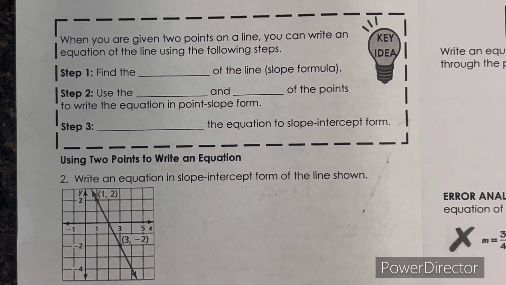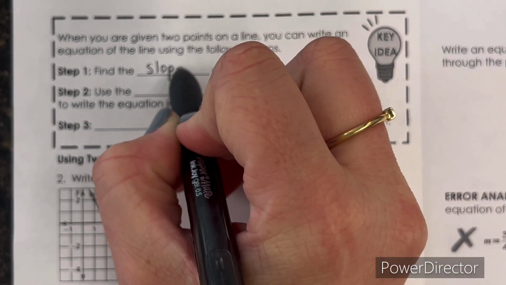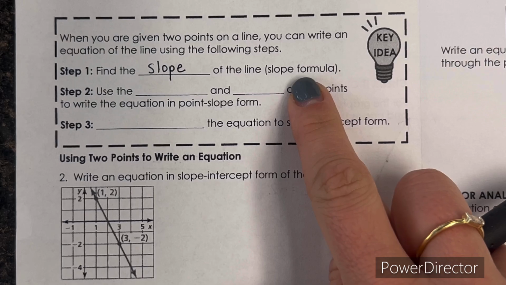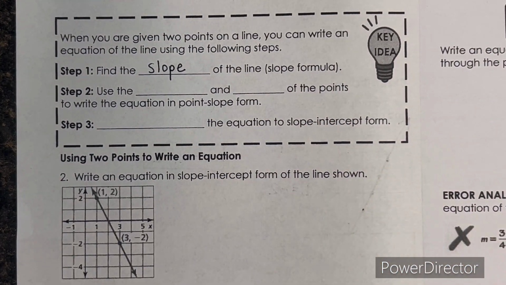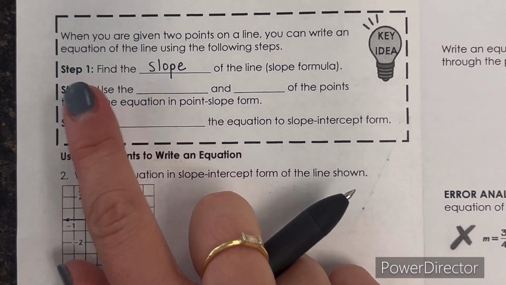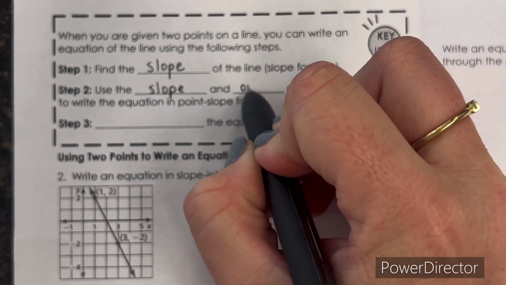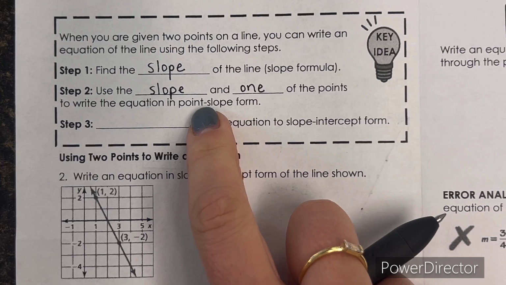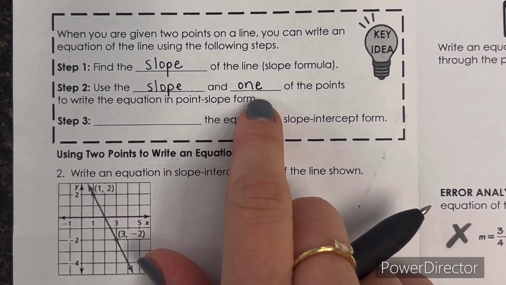Now, step number 1 says to find the slope of the line, and you need to remember that there is a slope formula. That's step 1. That is also typically the most challenging step for Algebra 1 students. Once you get past the slope, it's easy sailing from there. So when you have the slope, step 2 says to use that slope and one of the points and plug it into point slope form.